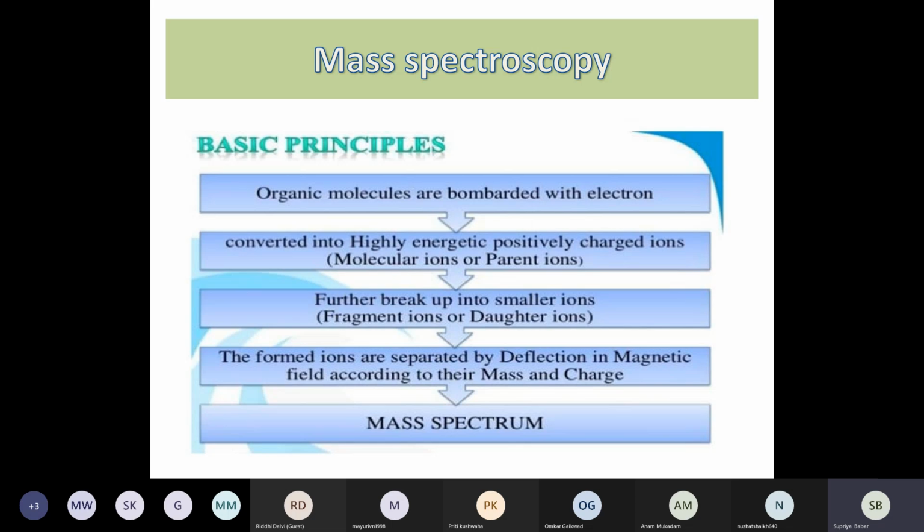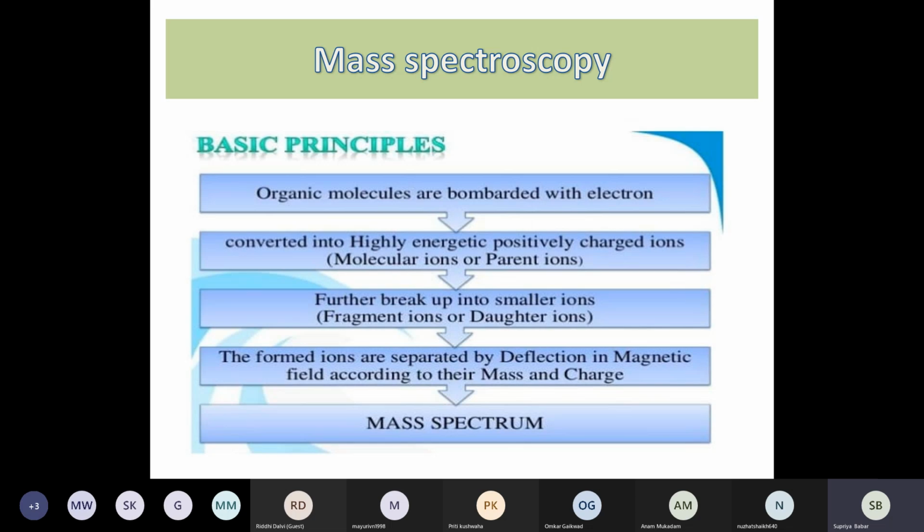So in mass spectroscopy, what is the basic theory? In that, the organic molecules are bombarded with a high energy electron beam. The energy of these electrons is typically about 70 electron volt, that is about 1600 kilocalorie per mole, which is far in excess of the usual chemical bond energies in organic molecules.